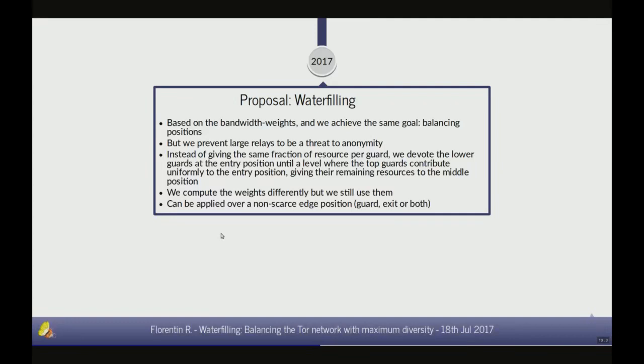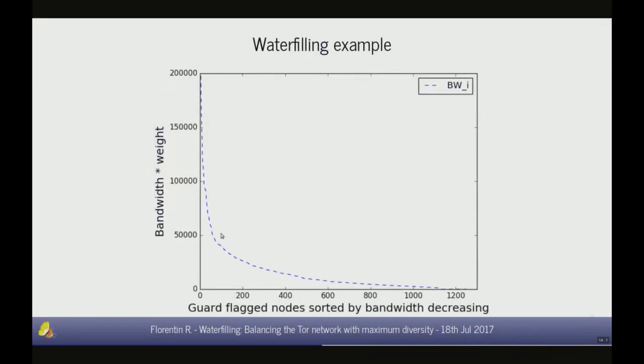So essentially, graphically, this is what happens. You have here all the guard nodes sorted by decreasing bandwidth. You can see that the few top ones are very high compared to the others. This is the bandwidth weight applied for the entry position. It means that all the bandwidth below this line is used for the entry position, and all this bandwidth is given to the middle position.